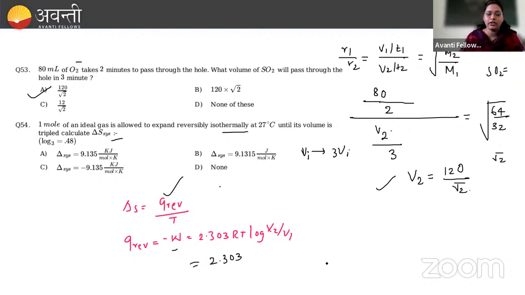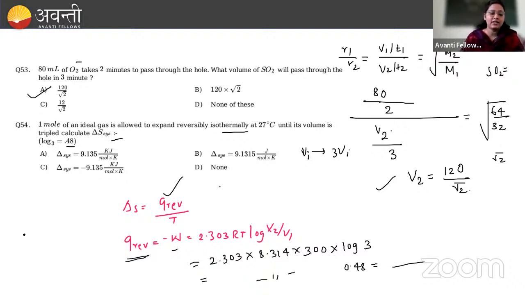So 2.303, R का value लिखिए 8.314. Temperature is 27 degrees Celsius, that means in Kelvin it is 300 Kelvin. And log of how much? 3. And in the problem it is given log 3 is 0.48. So just put all the values here, 0.48. When you do all the calculations, you will get some answer, whatever it is, that will be your Q reversible.